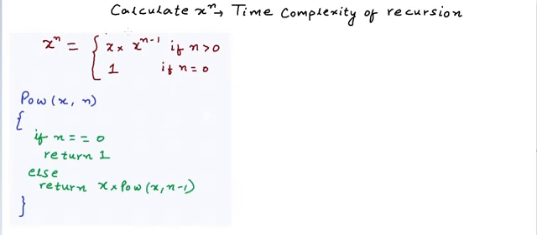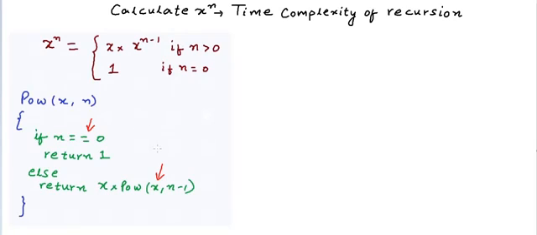We had defined a recurrence relation where we had expressed x to the power n as x into x to the power n minus 1, and n is equal to 0 was our base condition. So in the program it goes like, if n is 0 then simply return 1, else make a recursive call to calculate x to the power n minus 1, multiply it with x and return the output.